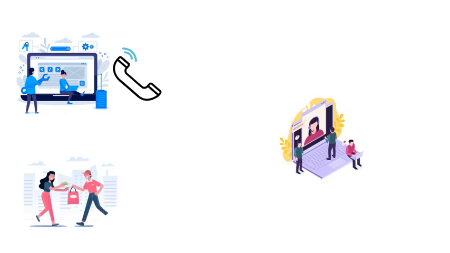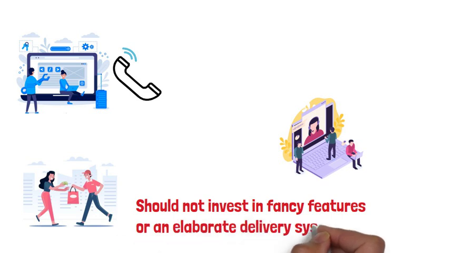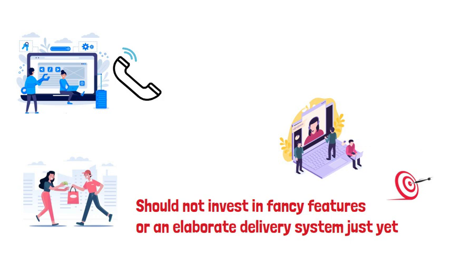You also include a phone number for customers to call in their orders if they prefer. This website is your first version, and you are ready to learn from real customers. Your MVP focuses on the core value proposition, delivering coffee to customers. You should not invest in fancy features or an elaborate delivery system just yet. Just aim to validate if people are interested in the service first.